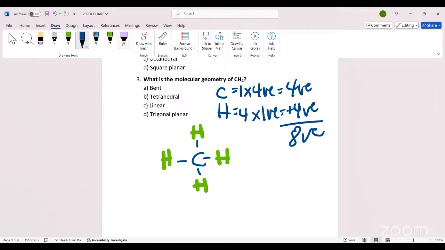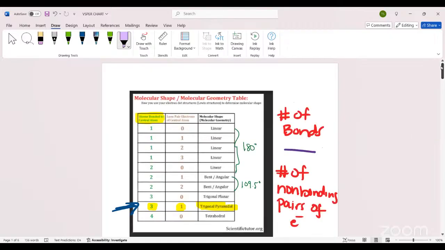How many bonds are popping off of carbon? Yes, there are 4 bonds coming off of carbon. Are there any non-bondings by any chance? Any non-bonding pairs? Y'all see any non-bonding pairs of electrons? No. That's right. So 4, 0. Let's go up here to our chart to see what shape this is. 4, 0 is what shape?